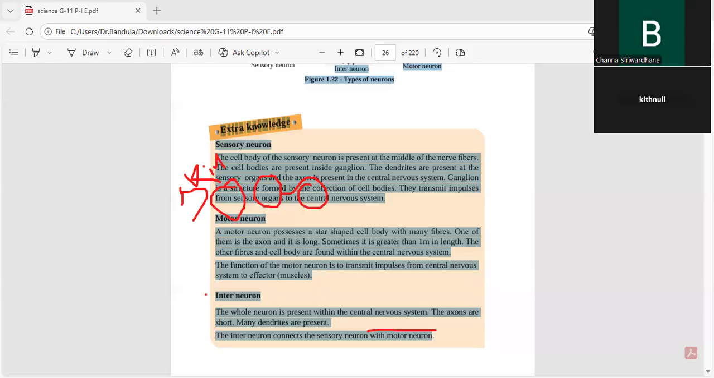Write down the function of each type of neuron.